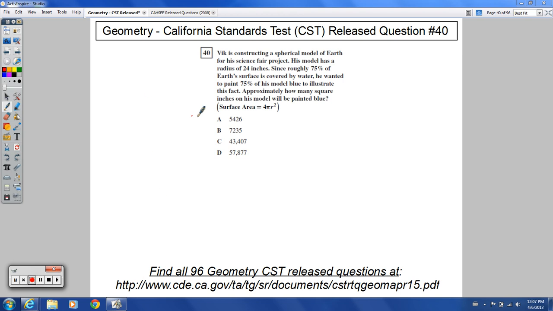Welcome to Geometry CST release question number 40. It says that Vic is constructing a spherical model of the Earth for his science fair project. His model has a radius of 24 inches. So let's draw a sphere first of all.